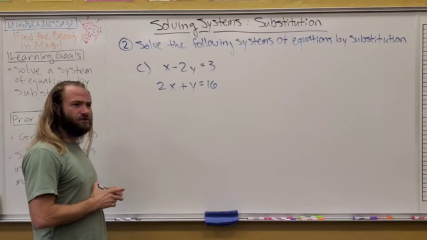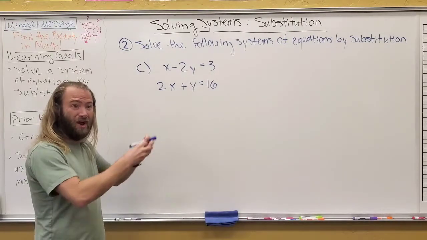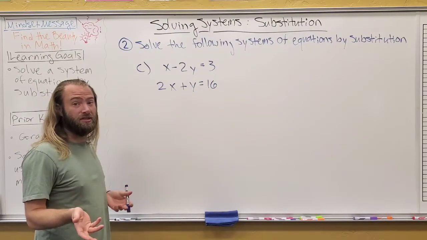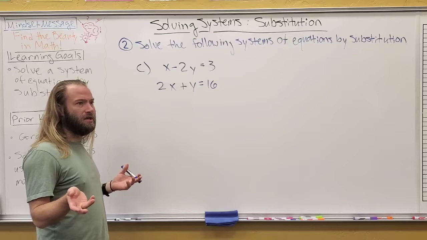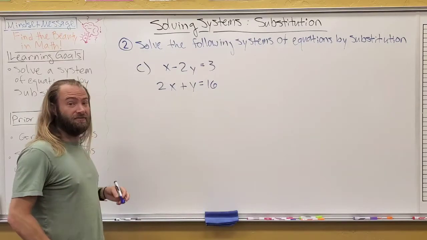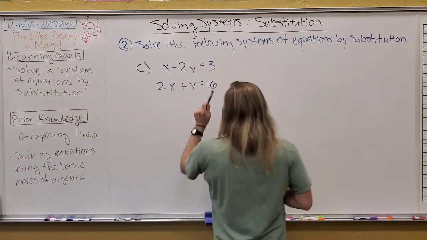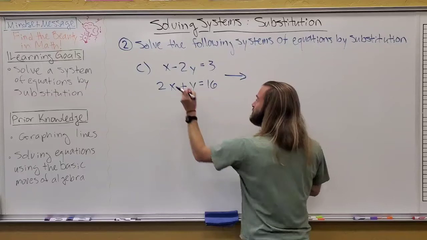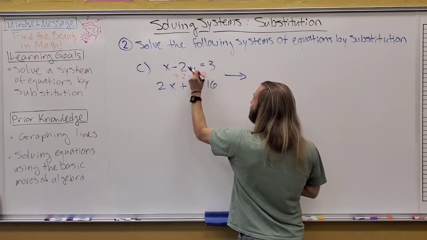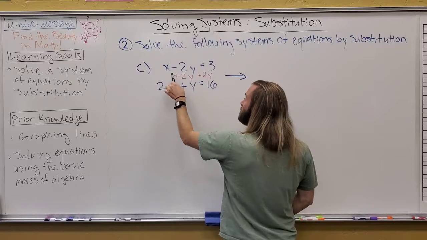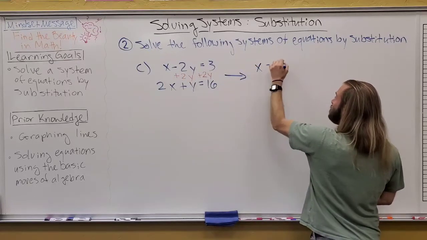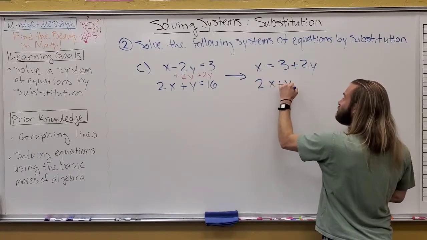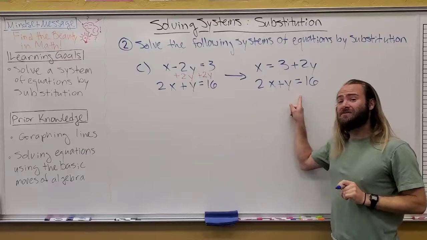Now, one thing you could do is you could just solve both of them for y, so they say y equals, so rearrange the two equations. You could also solve them for x if you wanted, but let me share with you probably the most efficient way of tackling this one. We're going to take the first equation and rewrite it using the basic moves, and I'm going to add 2y to both sides of the equation so that this one becomes x equals 3 plus 2y, and then the other one becomes 2x plus y equals 16. And we're going to leave this other one.